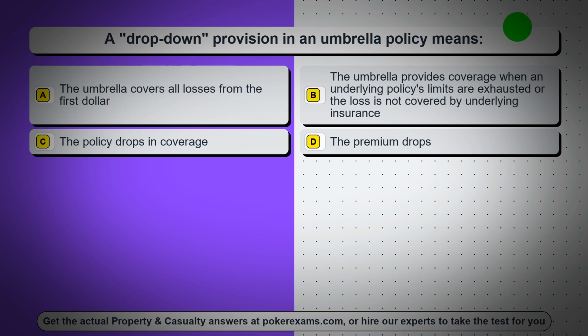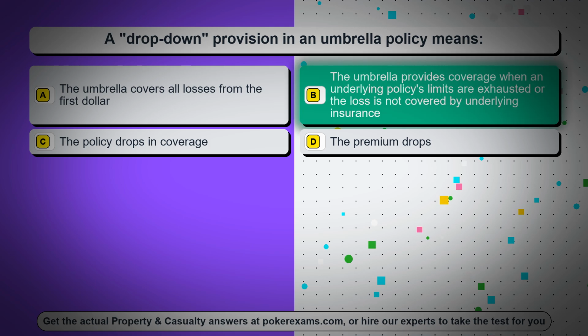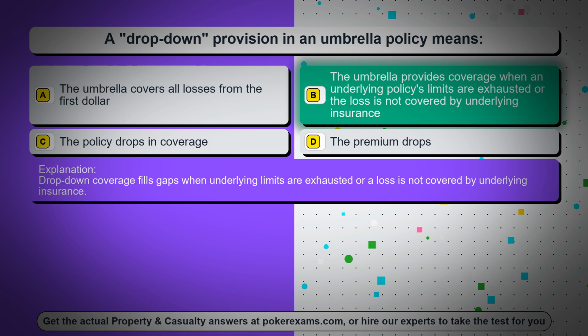Question 34. A drop-down provision in an umbrella policy means. Option A. The umbrella covers all losses from the first dollar. Option B. The umbrella provides coverage when an underlying policy's limits are exhausted or the loss is not covered by underlying insurance. Option C. The policy drops in coverage. Option D. The premium drops. The correct answer is option B. The umbrella provides coverage when an underlying policy's limits are exhausted or the loss is not covered by underlying insurance. Drop-down coverage fills gaps when underlying limits are exhausted or a loss is not covered by underlying insurance.